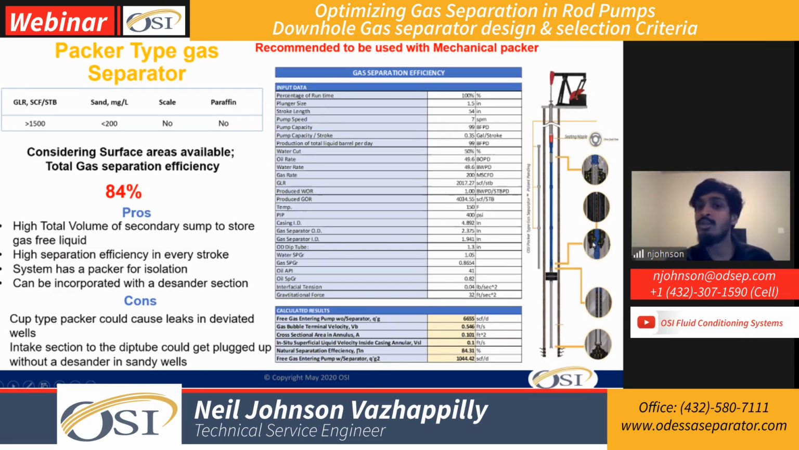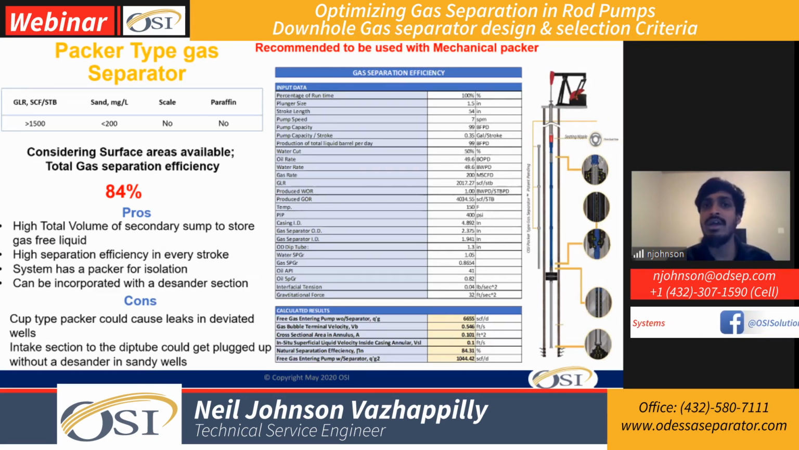So that is something we need to keep in mind and analyze way before we finalize the eventual design. It's not only about the gas or GLRs, but also the sand and chemical issues. But suppose we just take the GLRs into consideration. With this packer type separator, depending on what the well has, we can go above 1500 as well. So from low to high GLR wells, this gas separator can work pretty efficiently, just considering the GLRs of the well.